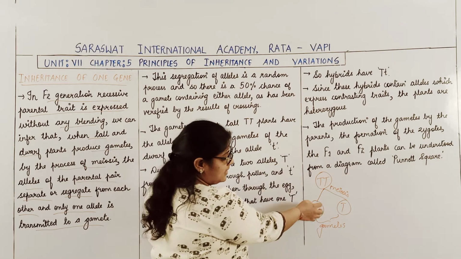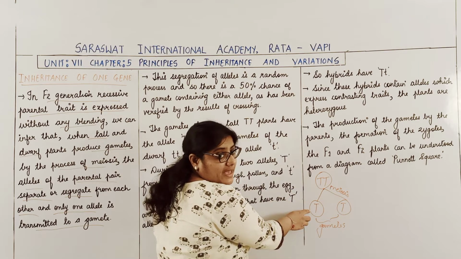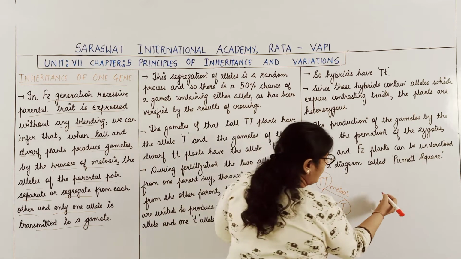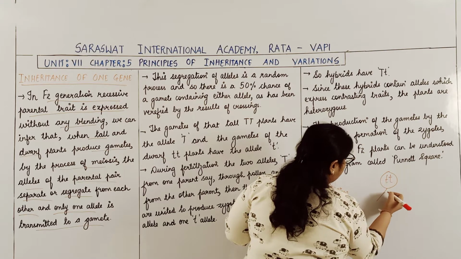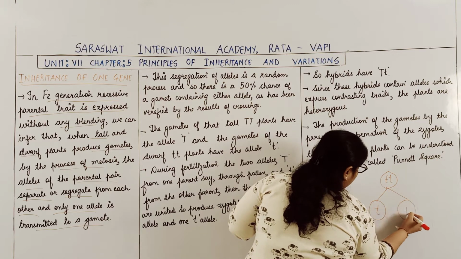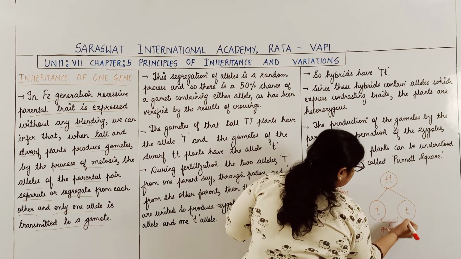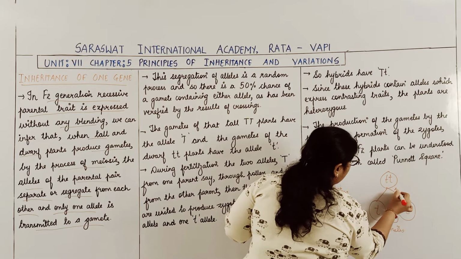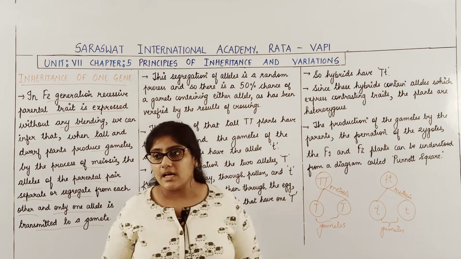See here, there are two capital T genes, whereas in the gametes of a pair only one gene is present. In the same way, when the dwarf plant produces the gamete, of a pair of alleles, the gamete will contain only one allele. That is very important. Of a pair of alleles, only one allele is present in the gamete.